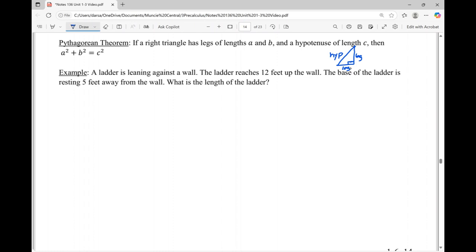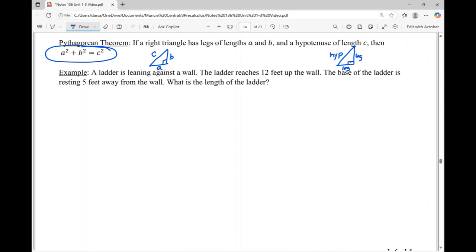Often we say one of the legs is an A, one of the legs is a B, and the hypotenuse is always a C, giving us the formula A squared plus B squared equals C squared for any right triangle with legs A and B and hypotenuse C.